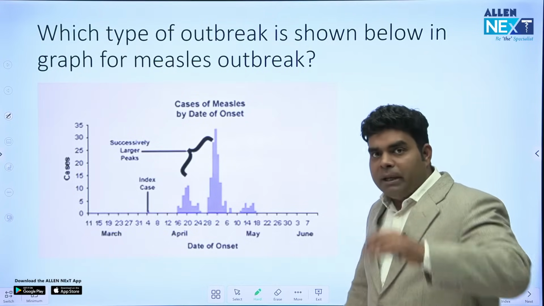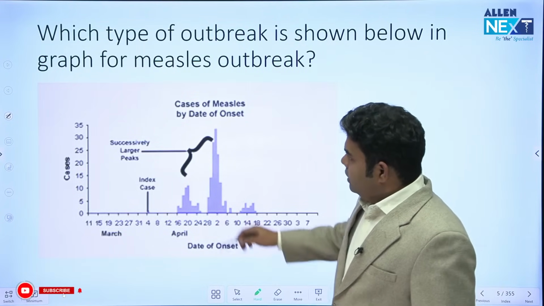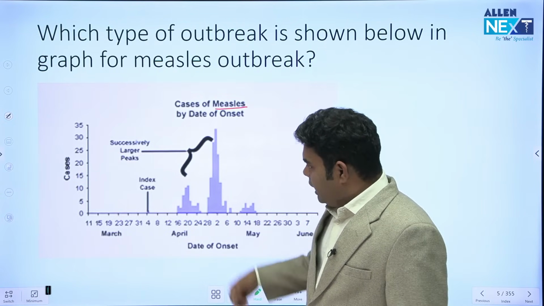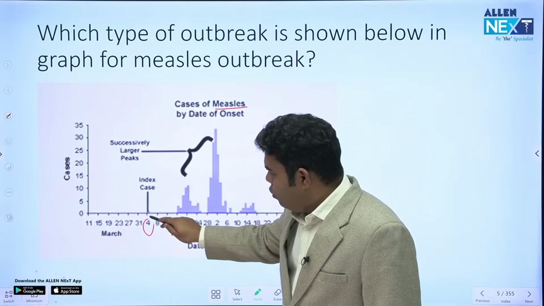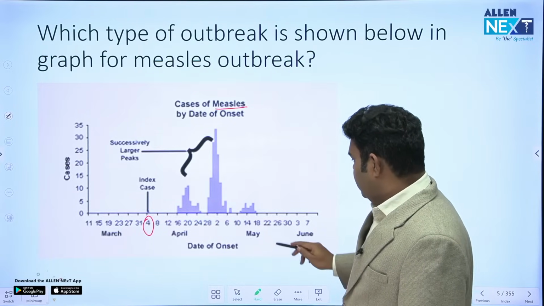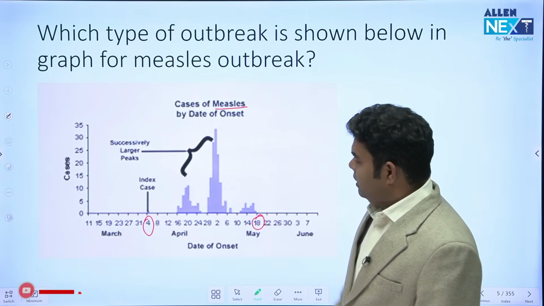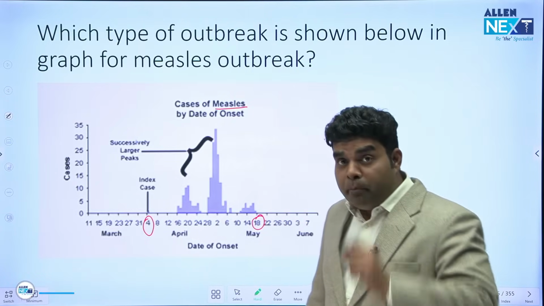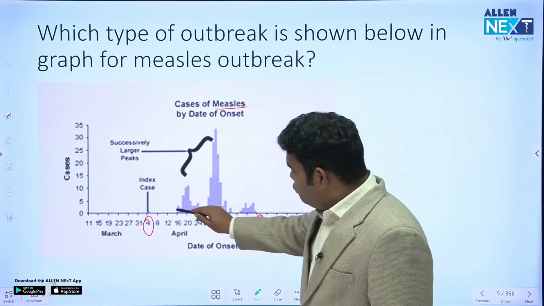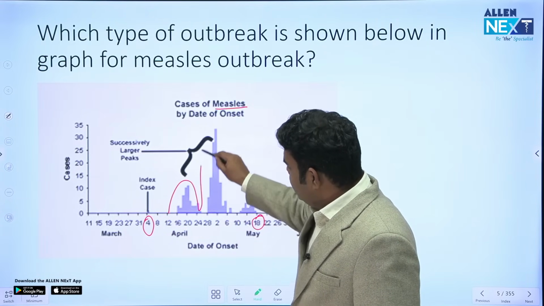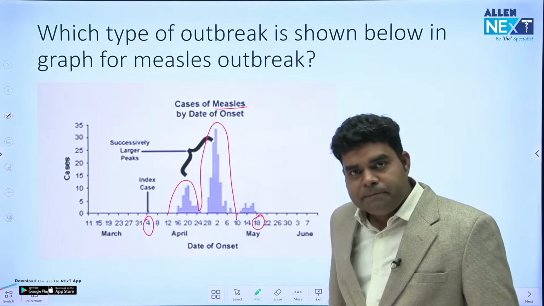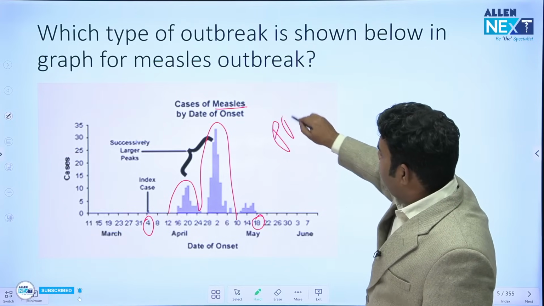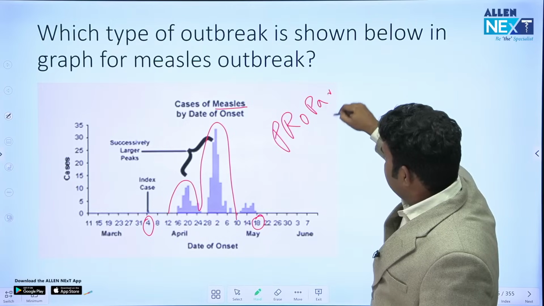This was the graph which came in your FMG exam, and in this they are talking about a measles outbreak. Cases started occurring from 4th of April and kept on occurring till 13th of May. So cases are definitely taking more than one incubation period. But the main thing you have to notice is, first some cases occurred and then there is a secondary wave of cases. And whenever there is a secondary wave of cases, it is propagated epidemic.